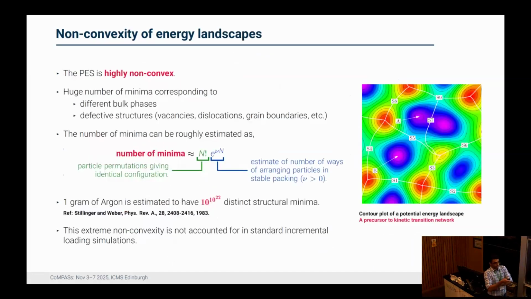Now, this potential energy surface is extremely non-convex. You see that there are multiple minima, many transition states, and many maxima. And from this paper in 1983 by Stillinger and Weber, they have given an estimate of the number of structural minima in 1 gram of argon. You see 10 to the power of 10 to the power of 22. So it is extremely non-convex. If you try to explore everything, it's actually infeasible and there is no point in doing that.